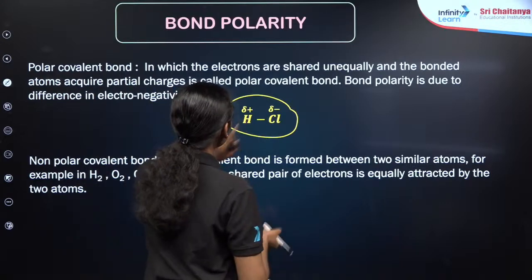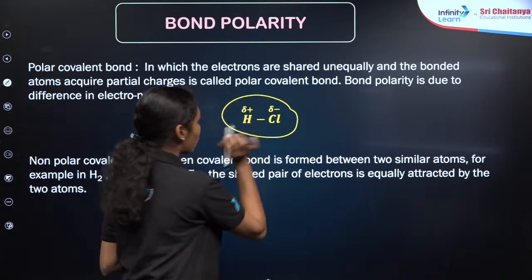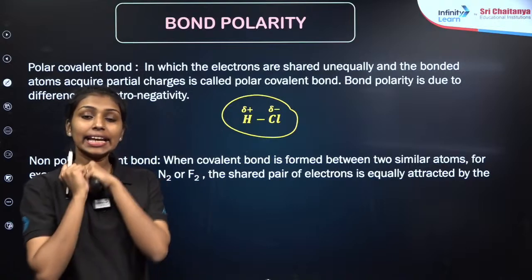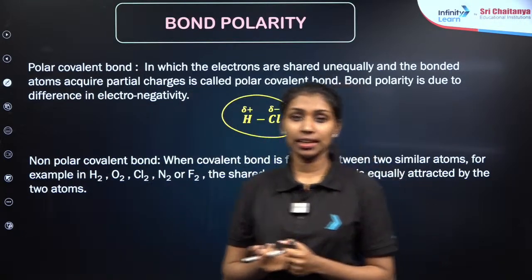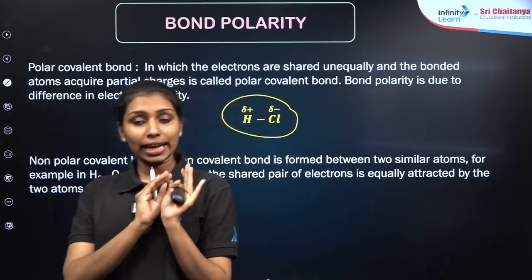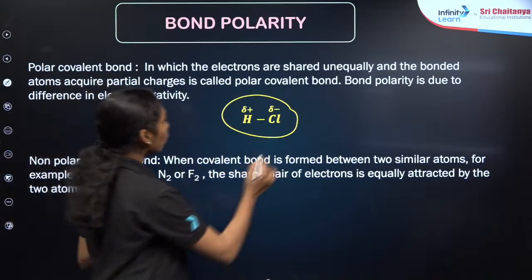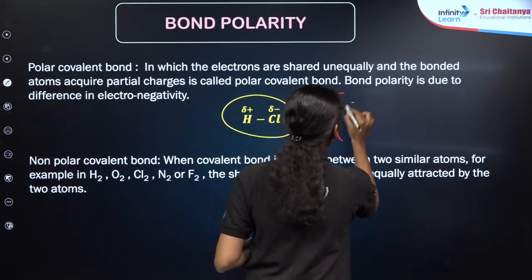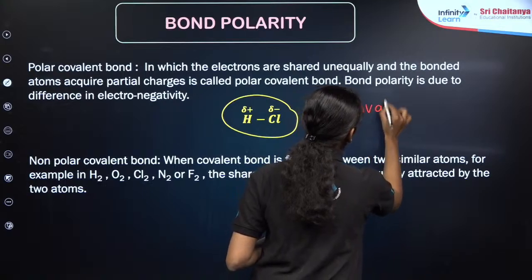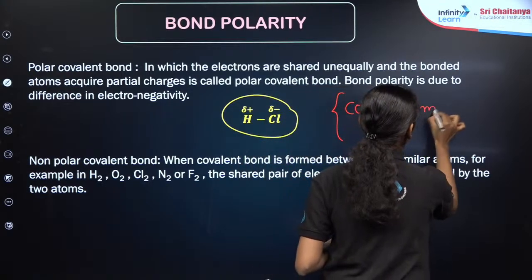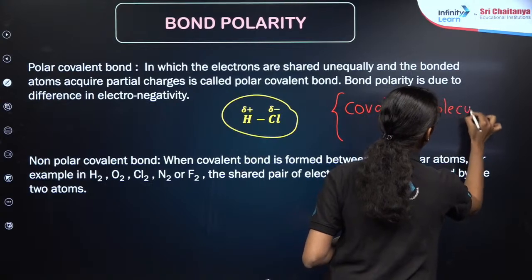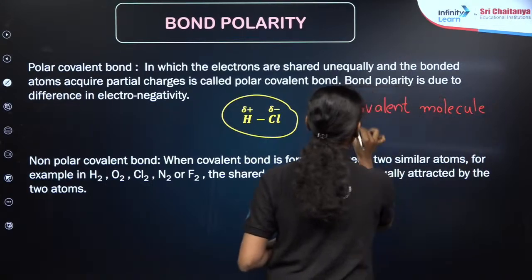Then hydrogen acquires a delta positive charge, which means that in the case of a covalent compound also it will experience some ionic character, right? So we can say that no molecule is completely covalent or completely ionic. There is no 100% covalent character or 100% ionic character.